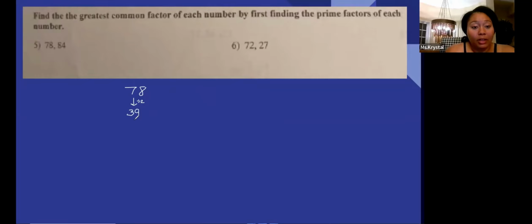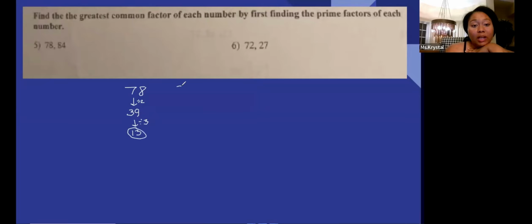And then 39 can be broken down and divided by not 2, but let's try 3. 3 goes into 12. I mean, 3 times 12 is 36, 37, 38, 39. So 13. So I have a 13 there. And then 13 is a prime number, so there's nothing else that we need to break down there. So we are just going to stop right there.